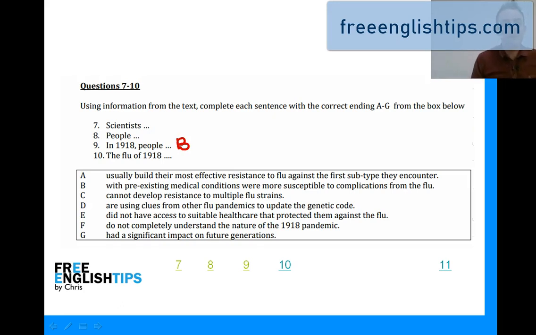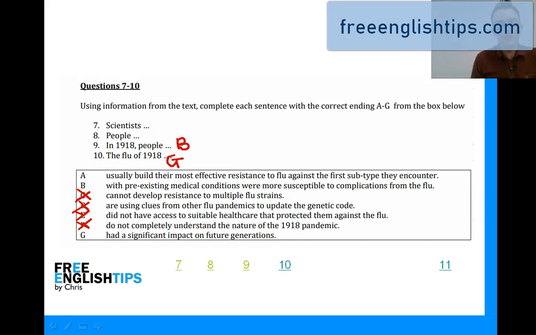And question 10, the flu of 1918, well, it cannot develop resistance. That's not the right answer to question 10. Are using clues from other flu pandemics. A flu can't use clues, so it can't be D. The flu did not have access. Again, that doesn't relate to the flu. Do not completely understand. Well, the flu cannot understand anything. So the answer is G, had significant impact on future generations. So the answer to question 10 is G.